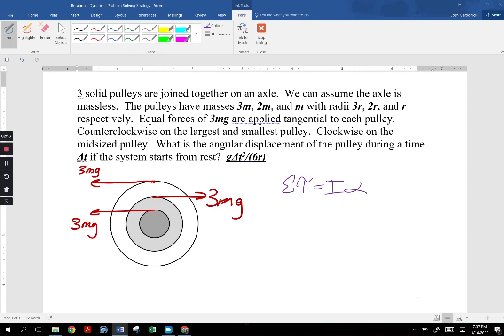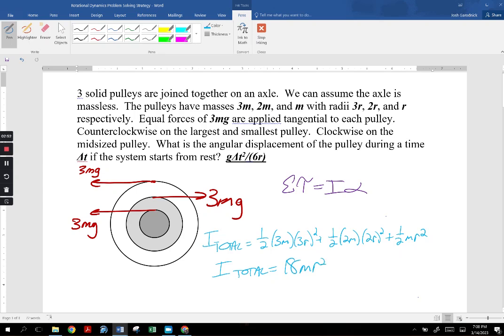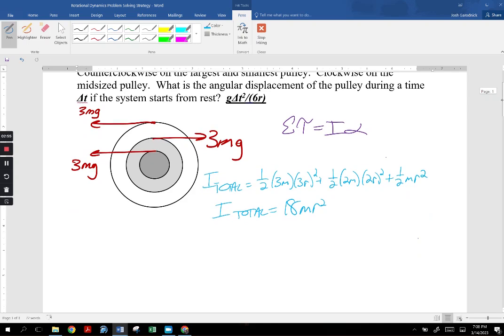So to get I total, we need to add them all up. I total is going to equal 1/2 mr squared for the larger pulley, plus 1/2 mr squared for the smaller pulley, plus 1/2 mr squared for the smallest pulley. And because I'm a genius and I can do this in my head, you're going to get that the total moment of inertia is 18 mr squared. Now we can go back and start solving.